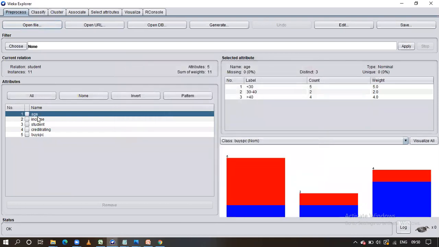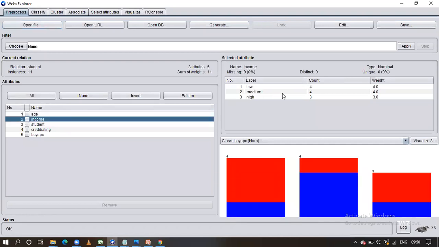It shows the five attributes: age, income, student, credit rating, and buys computer. For age, these are the values related to age. The type is nominal. Missing values are 0, distinct values are 3, unique values are 0. This is the description related to that. Next one is income. It takes three values, the missing values are 4, distinct values are 3.